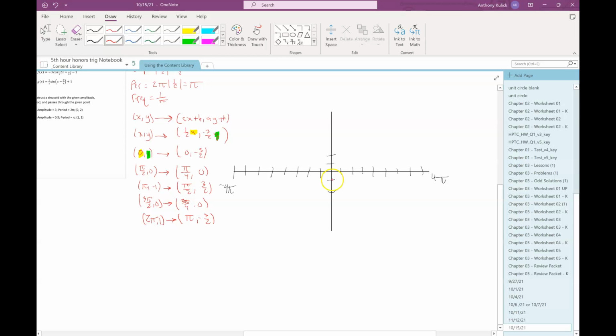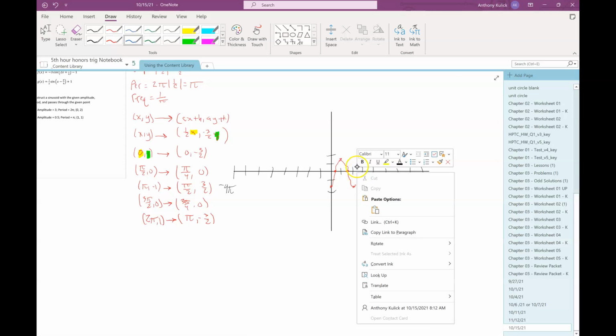Okay, so I have 0 and -3/2, pi/4 and 0, pi/2 and 3/2, 3/4 pi and 0, pi and -3/2. So it's going to do that much. And then I'm just going to extend this by continuing to follow the pattern.